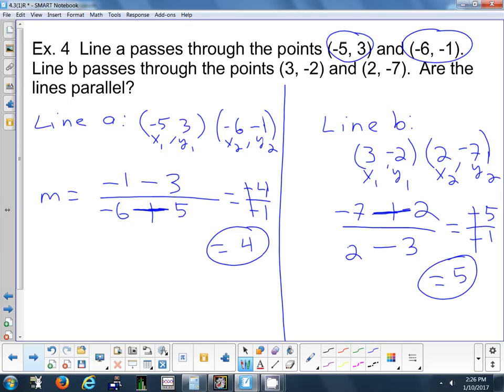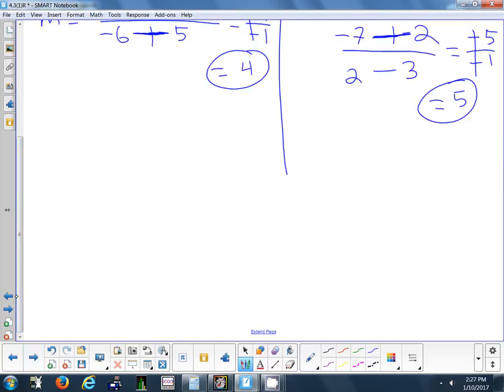So, do we have enough information to answer the question? Yeah. Are these lines parallel? Well, what's the slope of line A? 4. What's the slope of line B? 5. Are those different? Yes. They're not parallel.